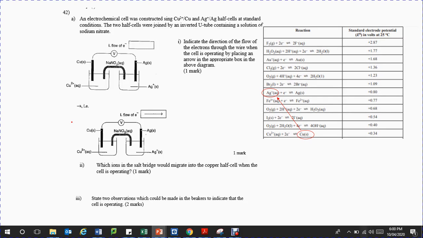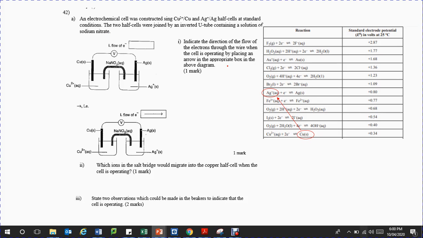Okay, question 42, we're looking at an electrochemical cell with copper and silver. It tells me that two half cells are joined by an inverted U-tube containing a solution of sodium nitrate. First question: indicate the direction of the flow of the electrons through the wire when the cell is operating.